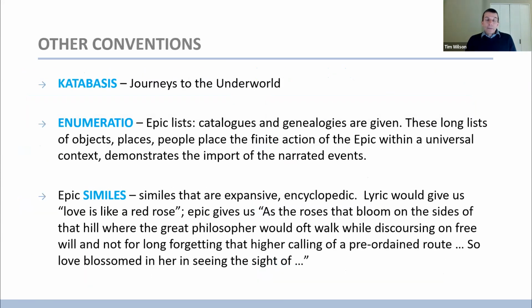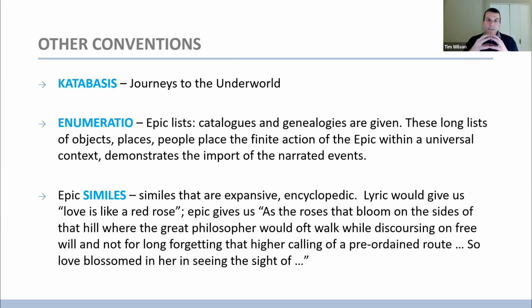Other conventions: katabasis, which is Greek for down-going, which is a journey to the underworld. There isn't a direct journey to the underworld in the Iliad, but in almost every epic there is. There are, let's say, figurative descents to the underworld. We'll see that in book 24, Priam undertakes kind of a figurative journey into the underworld. Enumeratio is an enumeration or an epic list. So every epic has these long catalogs or genealogies. In the Iliad, there's an epic catalog of the ships that left from the different cities in Greece to invade Troy. And epic similes, we're going to come back to this several times when we look at the Iliad.